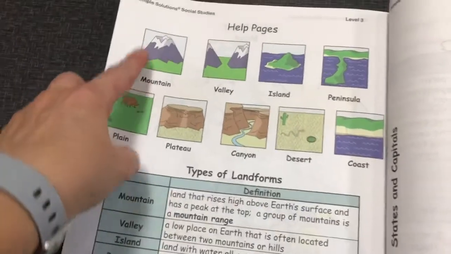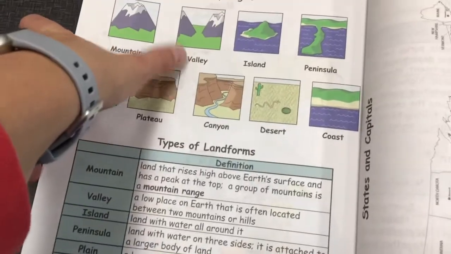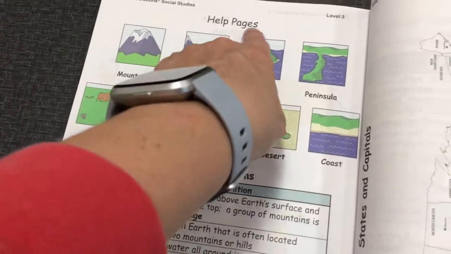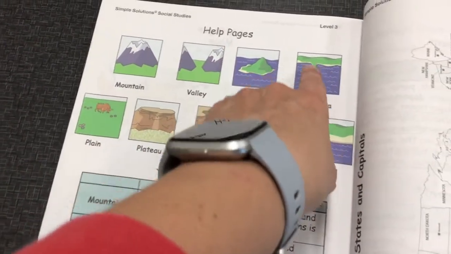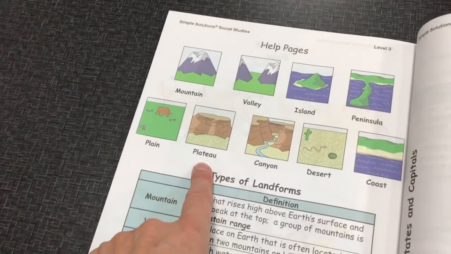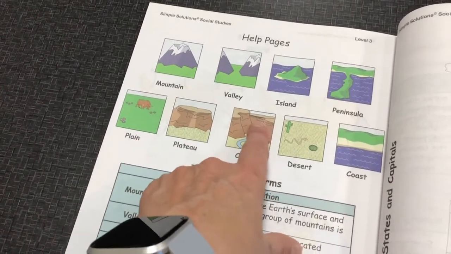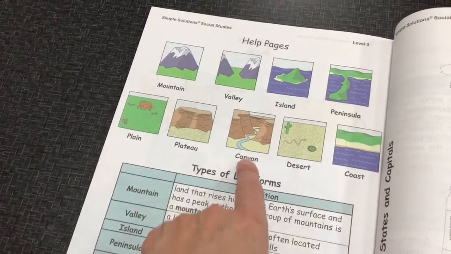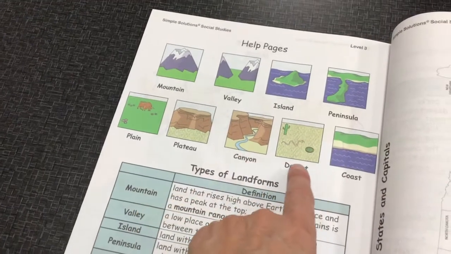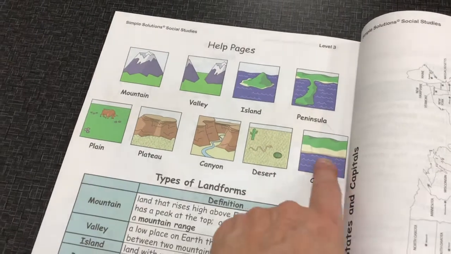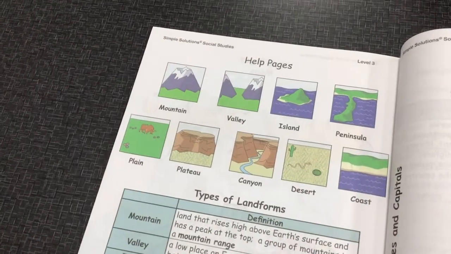Here's a picture of a mountain. Here's a picture of a valley. See that valley there? An island, a peninsula, plain, plateau, canyon. See the river going through it that caused the erosion that made this canyon? Desert, and coast, where the land meets the water. Okay?